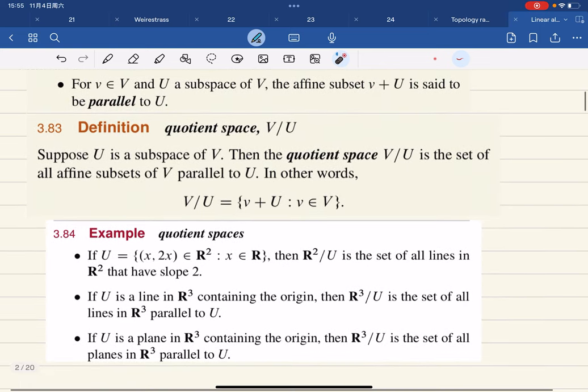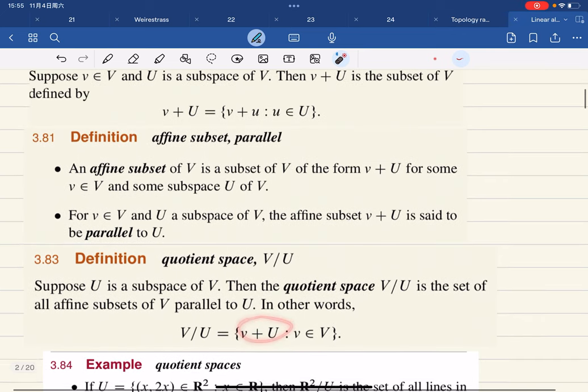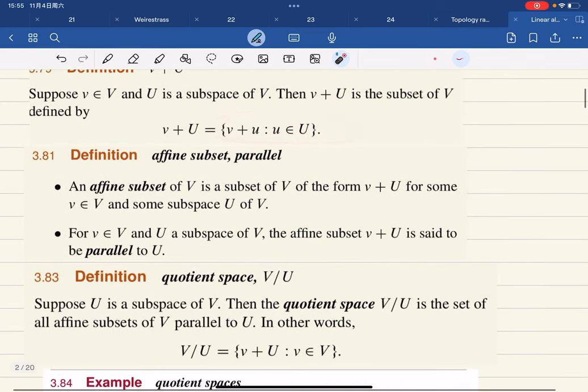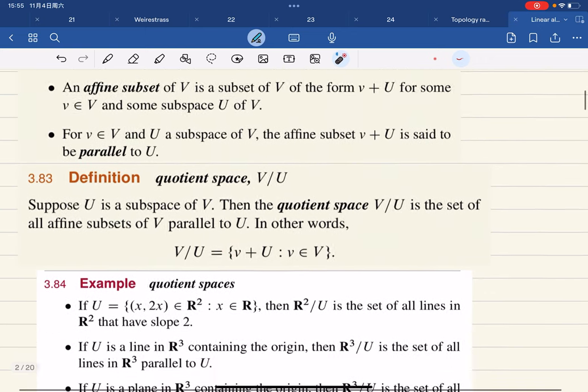And now we're going to define what a quotient space is. The quotient space V/U is basically the set of all such sets, so the set of all v + U, where v is in V. Okay? So it's just the set of all of these. And this basically is a collection of sets, right?